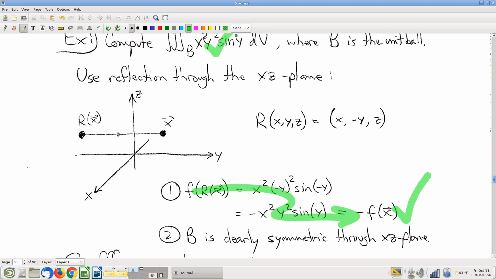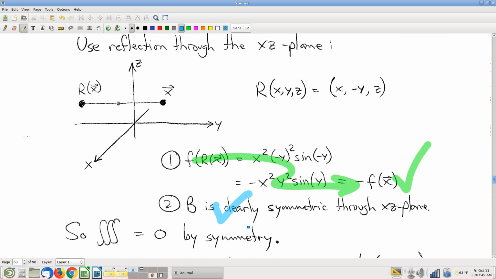The domain is clearly a sphere, it's a ball for crying out loud, and through the XZ plane, clearly symmetric. Again, let me remind you of the rules for making a symmetry argument. Well, let me get back to that in a second. And so the integral is equal to 0 by symmetry. Big win.